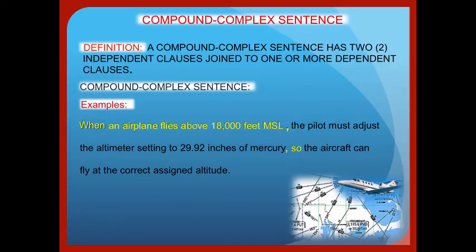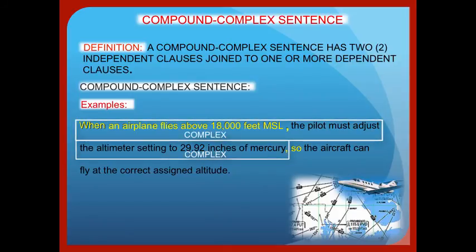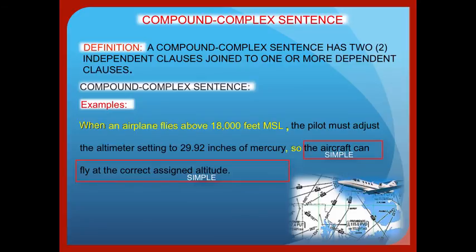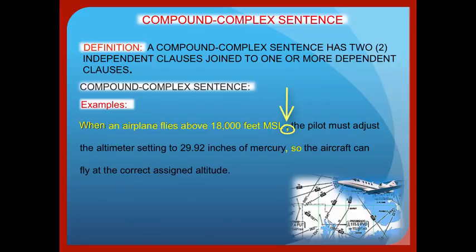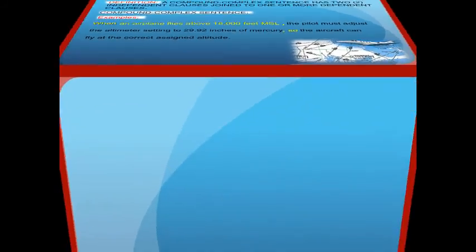However, the complex sentence is connected to a simple sentence with the coordinating conjunction so. Now the sentence structure is a compound complex sentence. You should note the comma after the dependent clause and before the coordinating conjunction.